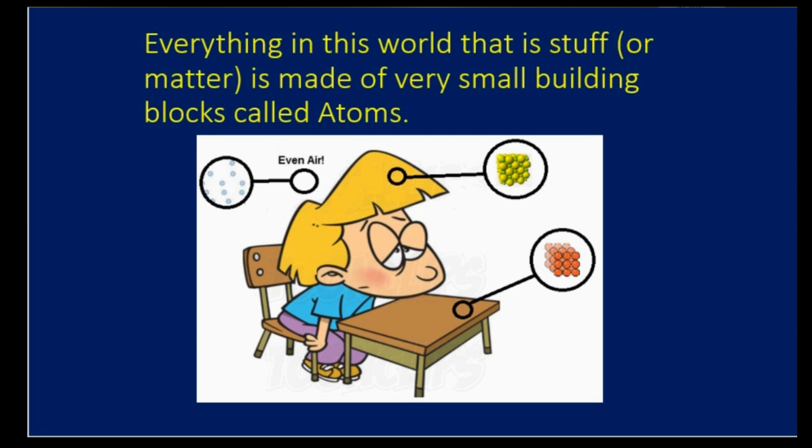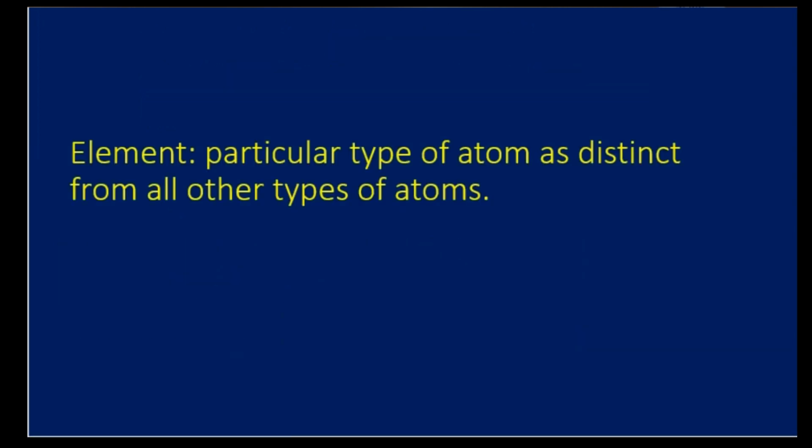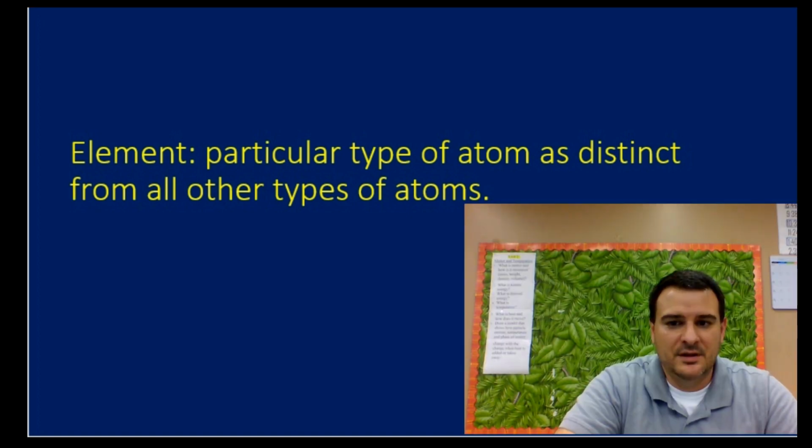Now that we know what atoms are, what's an element? Well, an element is a particular type of atom as distinct from all other types of atoms. That's my definition. If you don't find it very useful, here's an example.